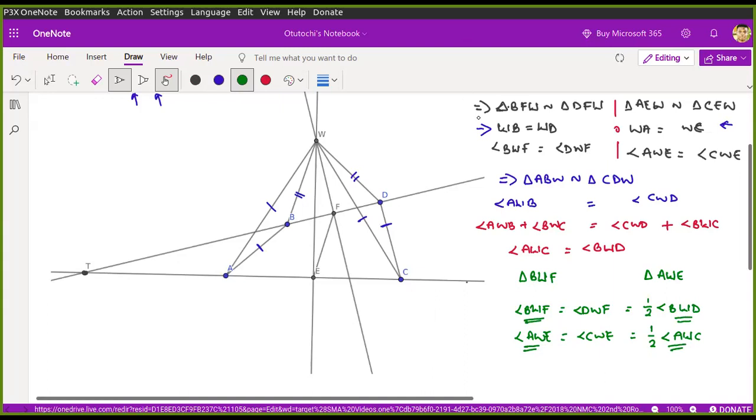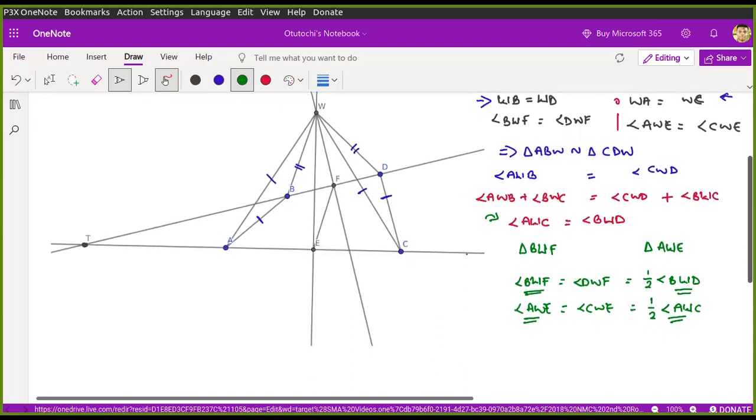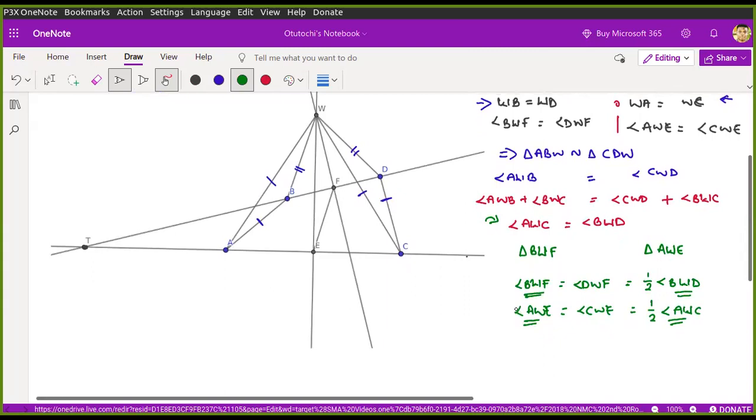And we know that angle AWC from here is equal to angle BWD. So we can conclude that angle BWF and angle AWE are equal. So this is going to imply that angle BWF is equal to angle AWE. All right, so next, what can we do?